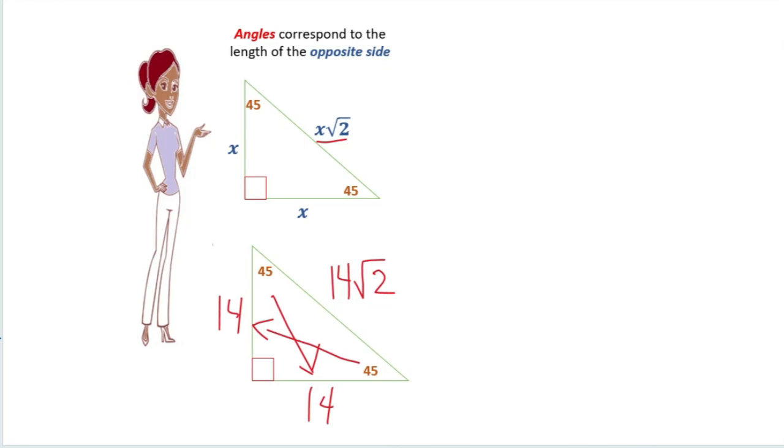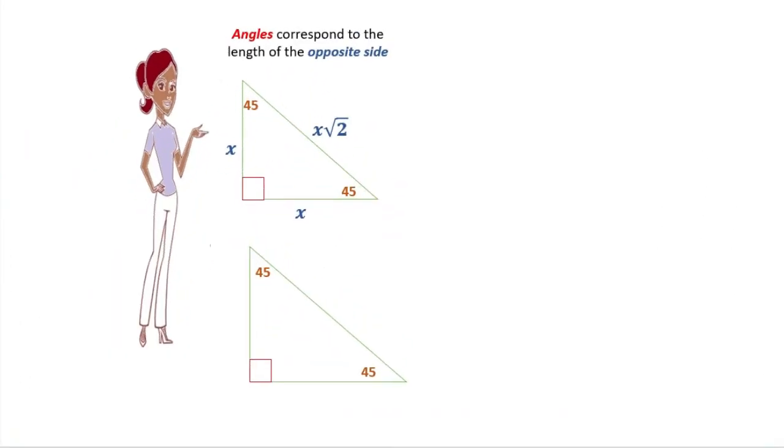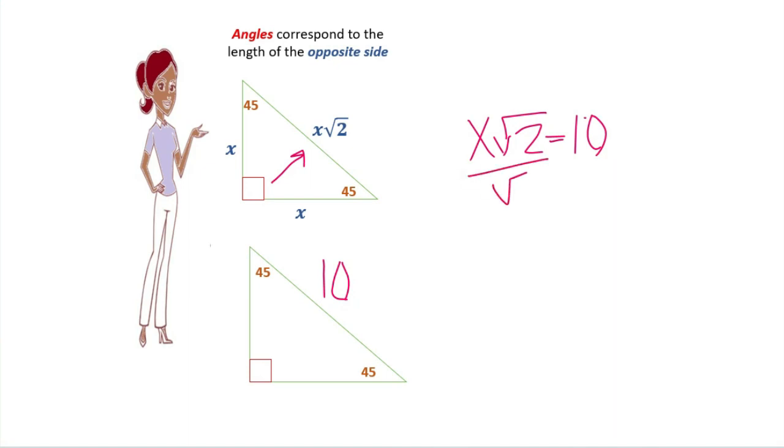Let's take a look if we are given the hypotenuse. So let's take a look when we have the value for our hypotenuse. Let's say it's 10. So we're going to set our formula of x square root 2, which is corresponding to our hypotenuse, equal to 10. So now we want to get x by itself. So we're going to divide both sides by square root of 2.